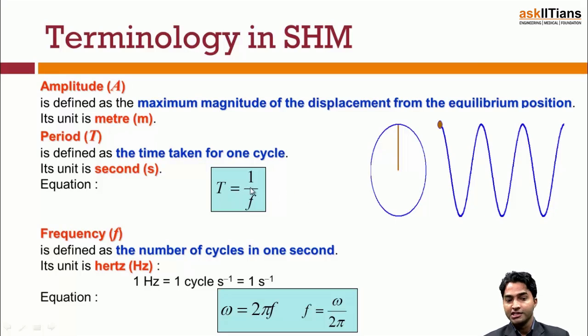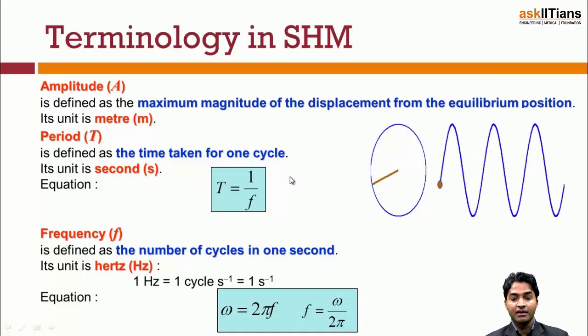The first term is amplitude. What is amplitude? Amplitude is the maximum displacement of the SHM from the equilibrium or mean position. That is called amplitude. So it is just the maximum displacement from the mean position, and its SI unit is meter. Period is the time taken for one complete cycle, which we can see here.